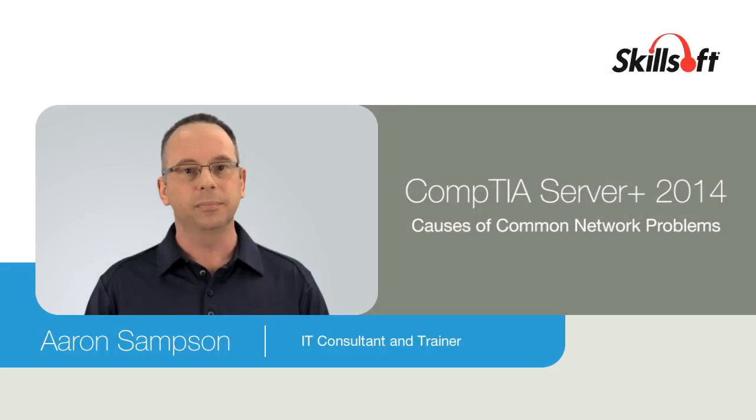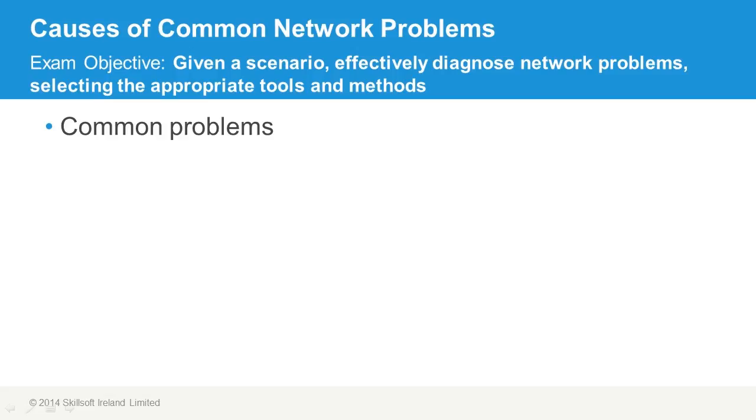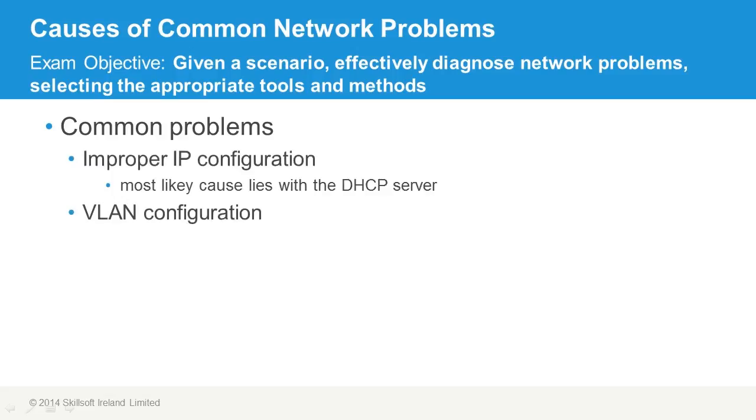Let's take a look now at some of the causes of those common networking problems that we've been discussing. And if you do have an improper IP configuration, then it most likely lies with the DHCP server itself. Bear in mind that almost every environment takes advantage of DHCP to automatically assign IP address configuration to the clients. So if you are getting an address configuration from the server and it's incorrect, then it is a problem with the server.